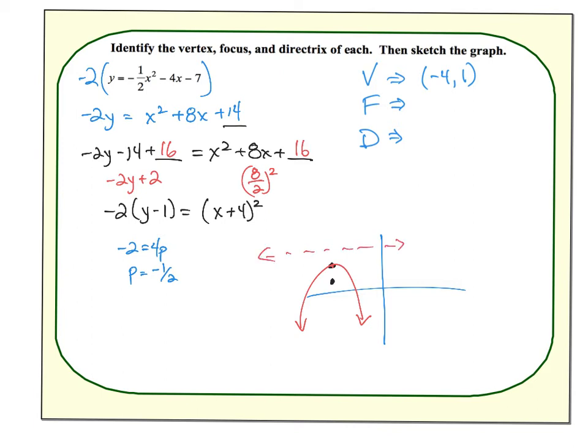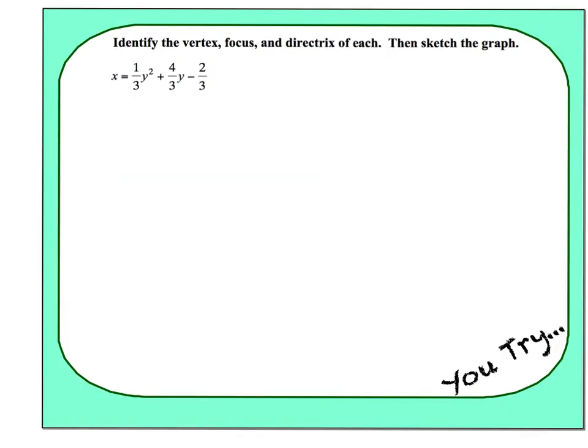So now, what changed? Did my x change or did my y change? My y changed. All right, so my x is still negative 4. And my y for my focus would be what? 1/2. All right. And then for my directrix, is it an x equals or a y equals? A y equals what? 3/2. All right, I'd like to try that one.